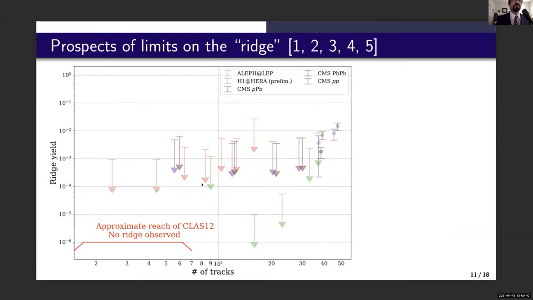When we compare this to the other experiments, CMS, ALEPH, and HERA, we see that CMS found ridges, but at a very large track multiplicity. In CLAS12, we observe no ridge at low multiplicity. The other experiments have placed upper limits on the yield of ridges at low to medium track multiplicities.